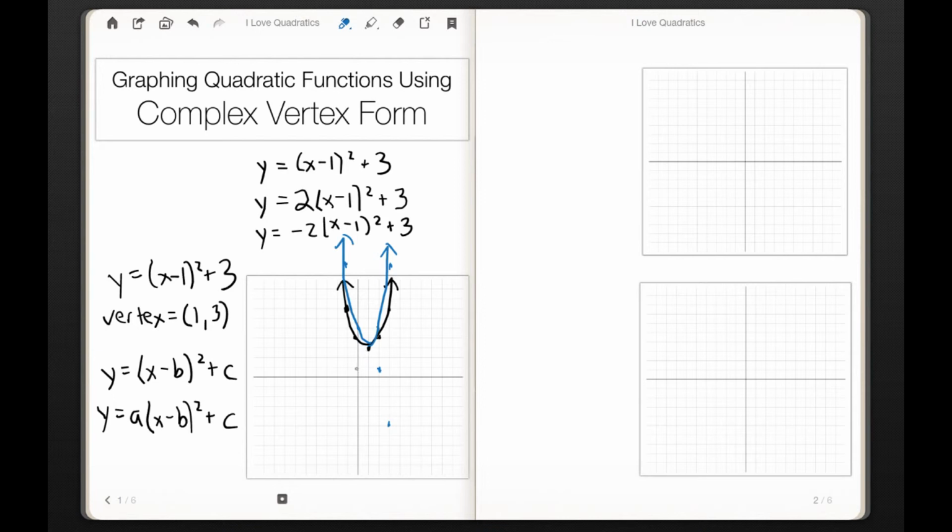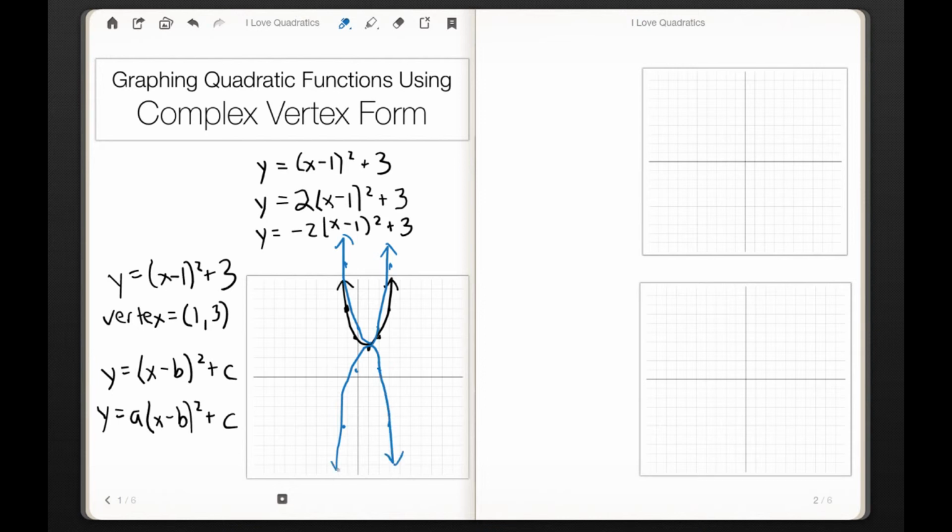So same thing over here. Again, the axis of symmetry is still the same. It still goes right down the middle on this line x equals 1. So we can reflect all of the points over it just like that. And we still have that steeper curve.